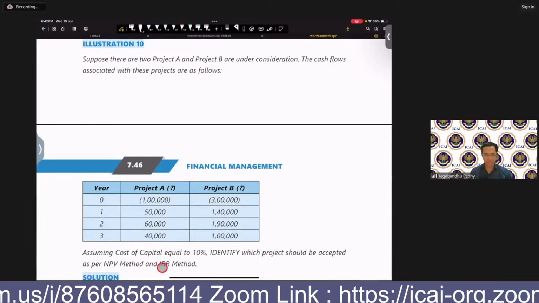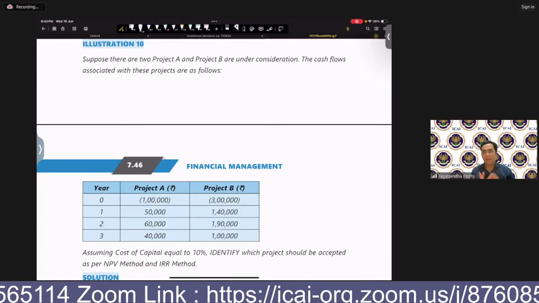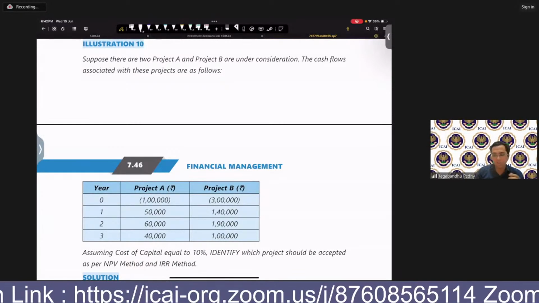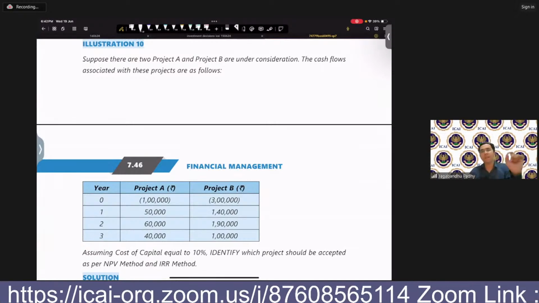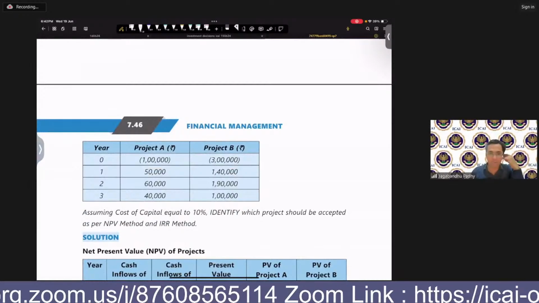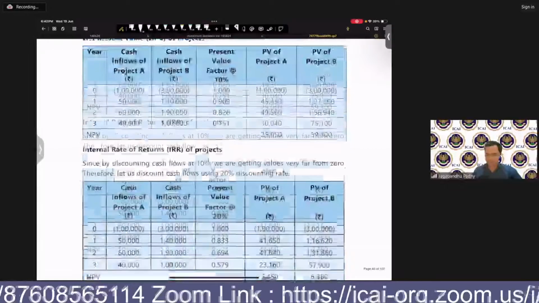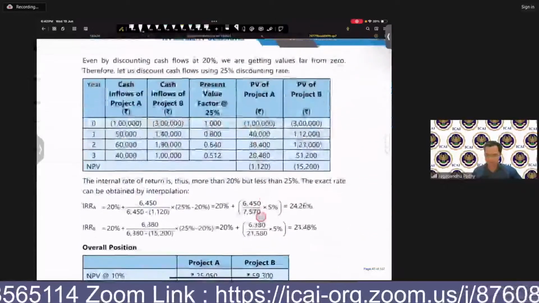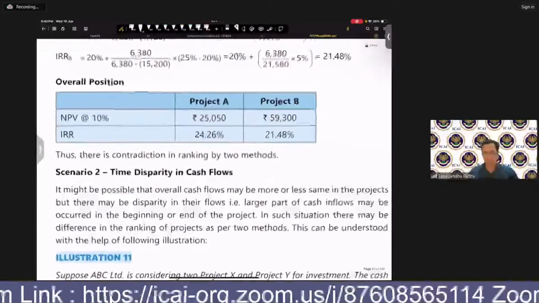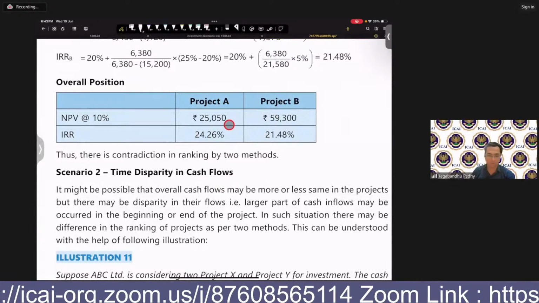Identify which project should be accepted as per NPV and IRR. Now we are pretty sure how to calculate the NPV and IRR. My point is not to calculate NPV and IRR, but to highlight some important aspects when we are comparing both types of evaluation rule. So the question is already solved. We have the NPV figures and they have also given us the IRR figures. So we are looking at this final result and how we are going to solve this.